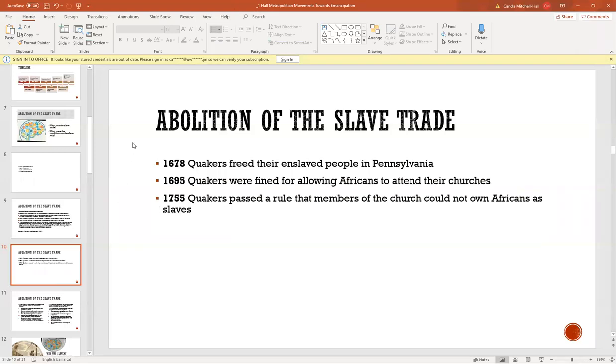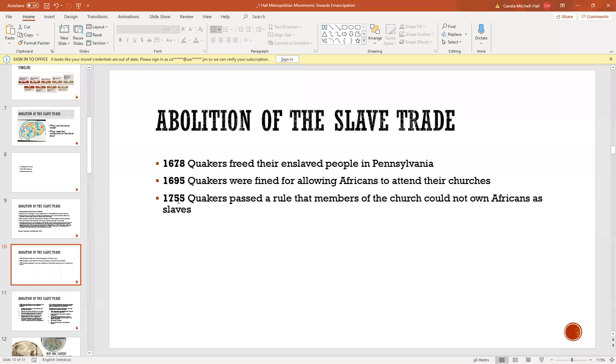Now, when it comes to the abolition of the slave trade, in 1678, the Quakers freed their enslaved people in Pennsylvania. And by 1695, the Quakers were fined for allowing Africans to attend their churches.